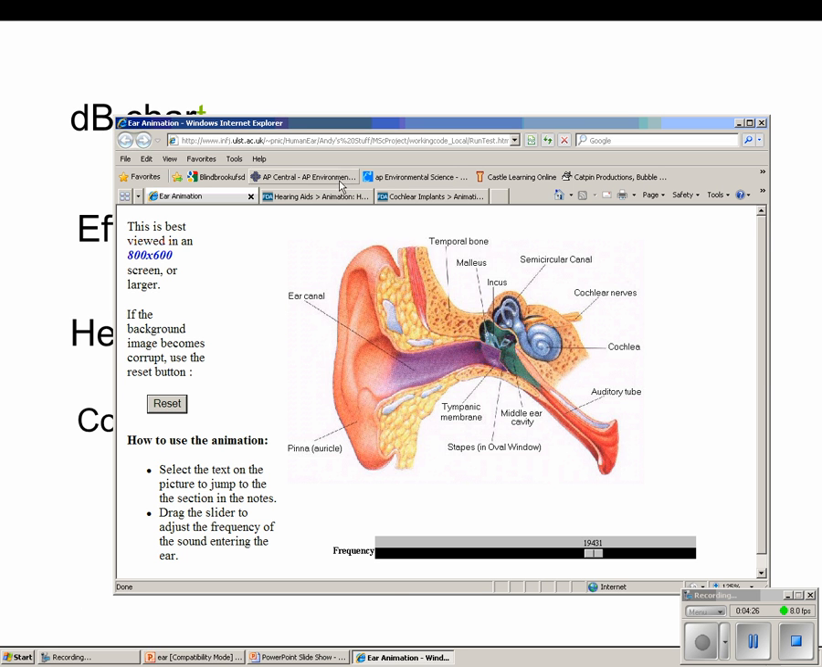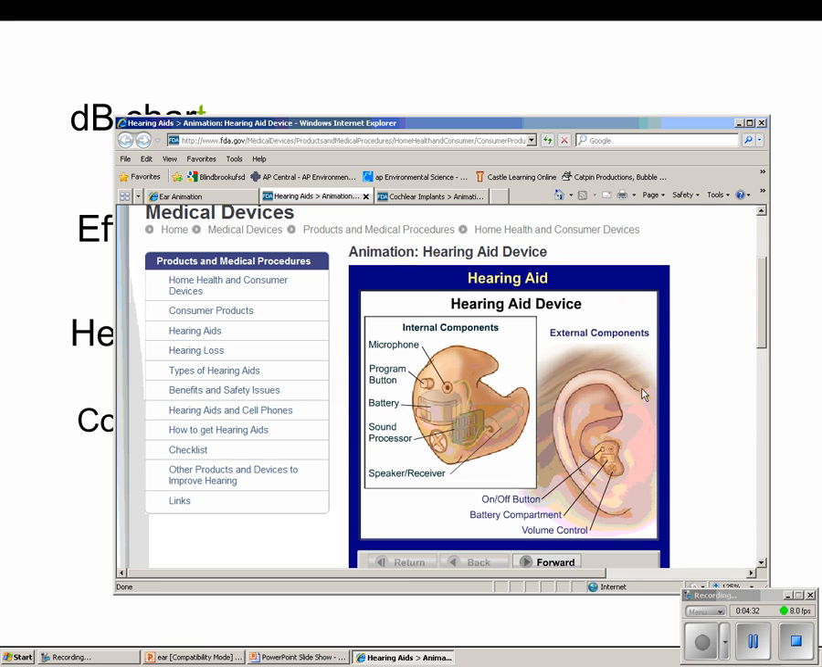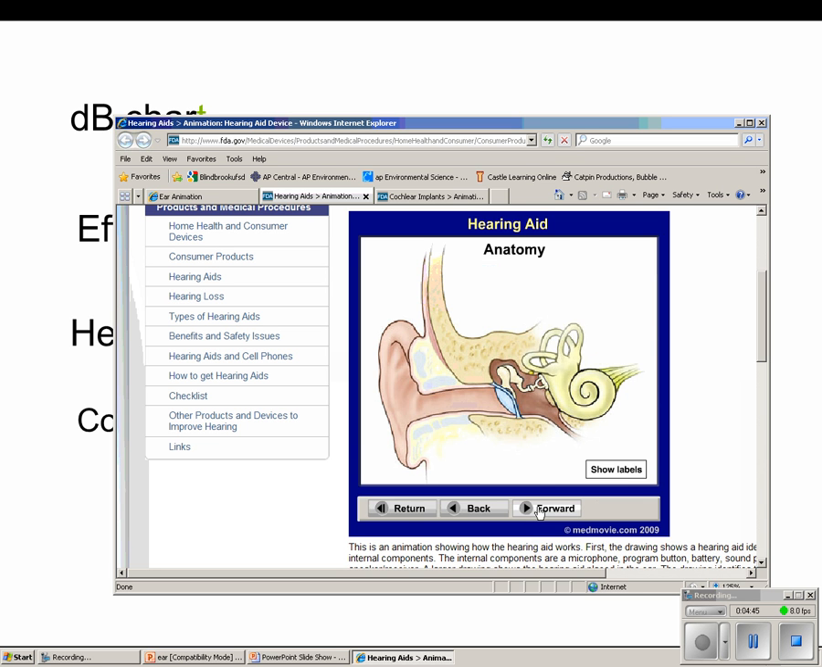Now, if we look at hearing aids, you'll see some people wearing them because they have some hearing loss. It doesn't restore hearing, but it's actually like a little microphone that's going to enhance the amount of sound that someone can hear so they can interpret it. If we move this forward, here's the anatomy.